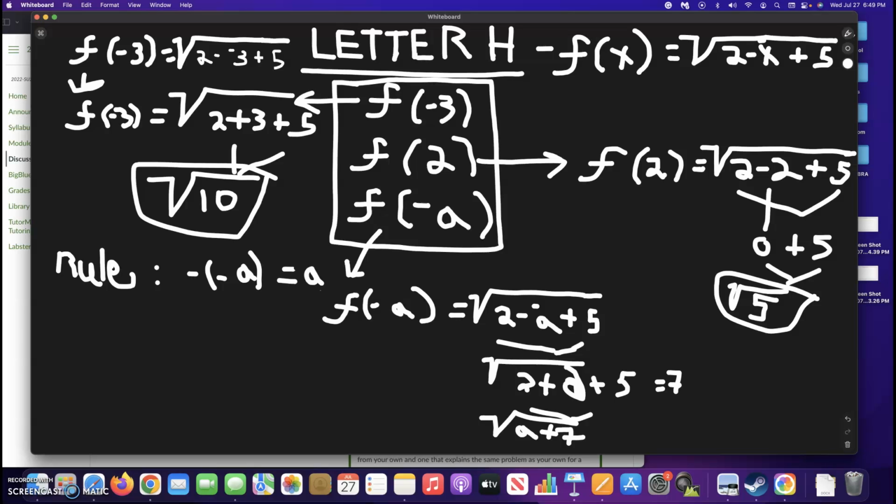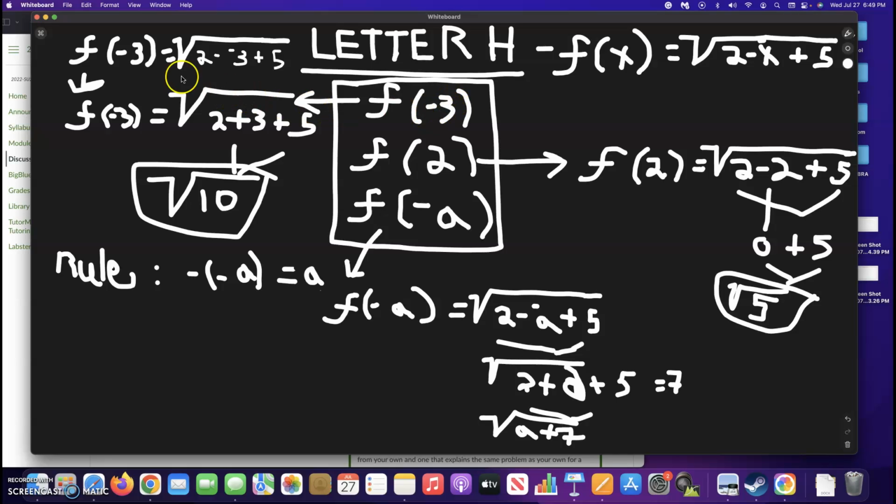Hi guys, so I have letter H because my last name is Hall. My function is f of x equals the square root of 2 minus x plus 5. As you can see here, I actually did draw this all out before because I figured it would be way easier than trying to draw and talk at the same time. So these are the three values that we will be putting in for x: -3, 2, and a.